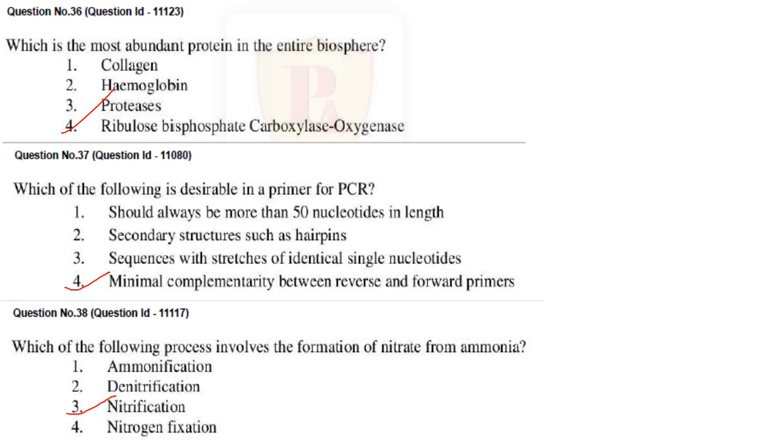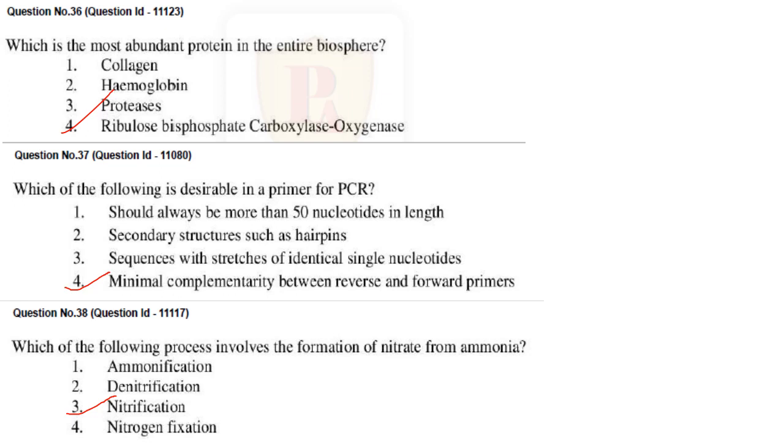Which of the following is desirable in a primer for PCR? Should be more than 50 nucleotides in length? The primer length should be between 18 and 24 base pairs, not more than 50 nucleotides in length. Secondary structures such as hairpins: hairpins and secondary structures shouldn't be produced by the primers used for PCR.